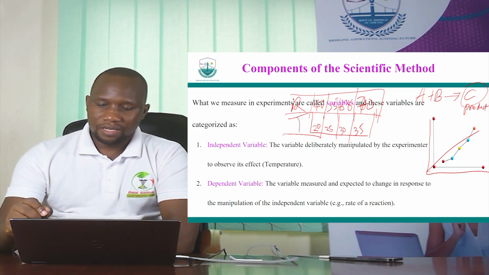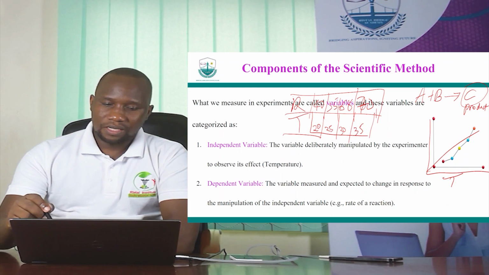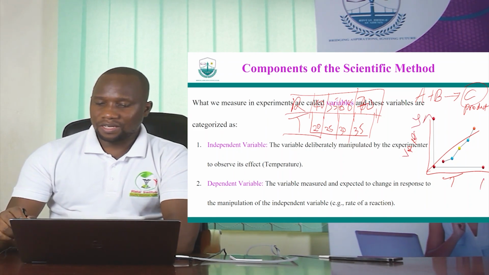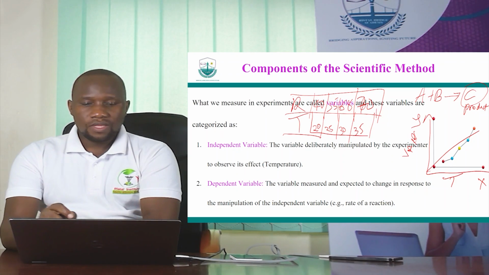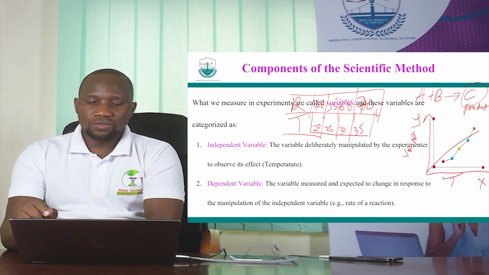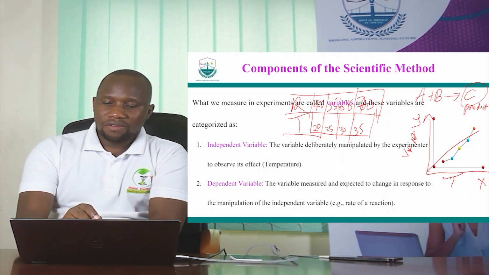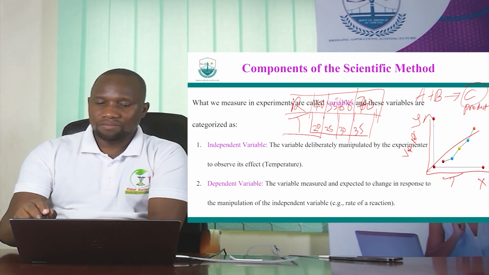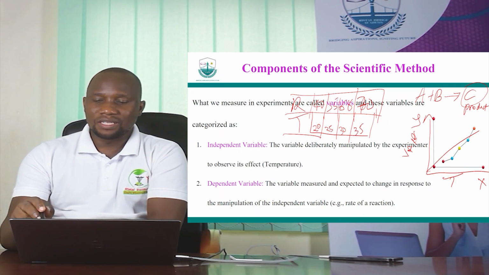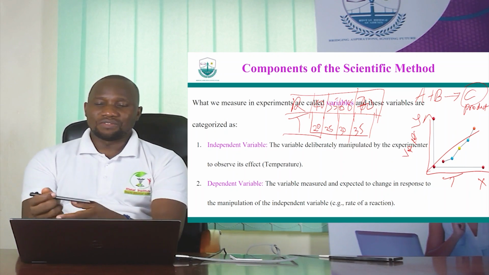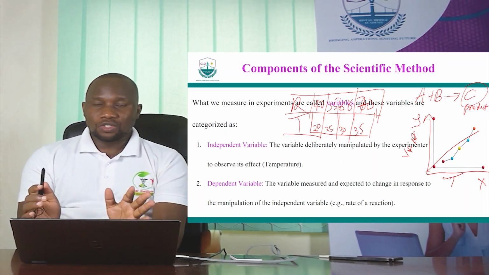You plot temperature down here, and then the volume of the products here on the y-axis. This is y, this is x. Now you're going to come up with conclusions about what you see. As you increase the temperature, the volume of the product increases, meaning that the rate of reaction is also increasing, meaning that increasing temperature increases the rate of reaction. That is what you're going to do.